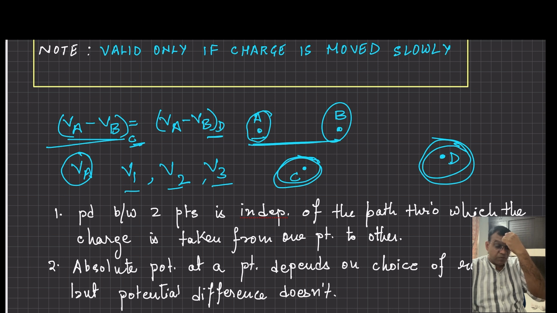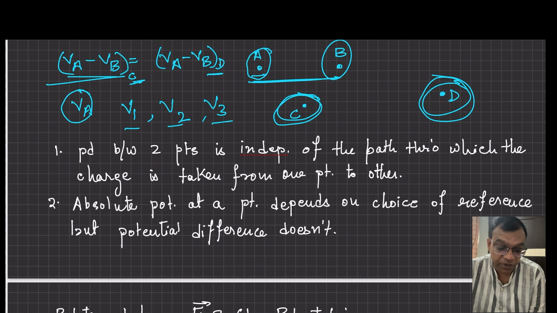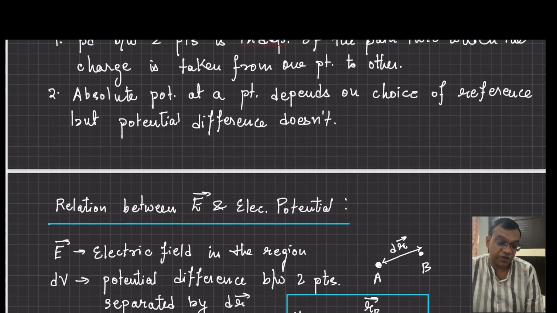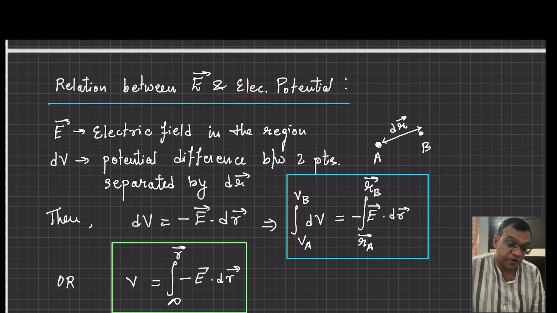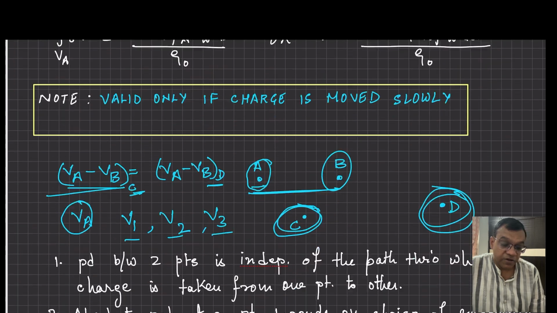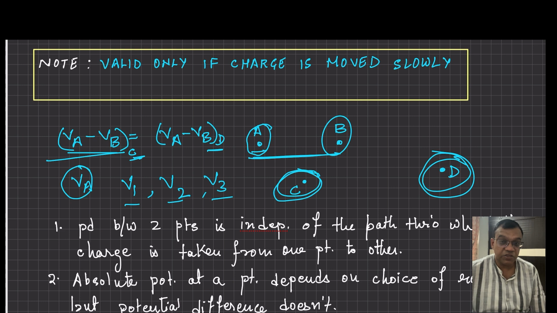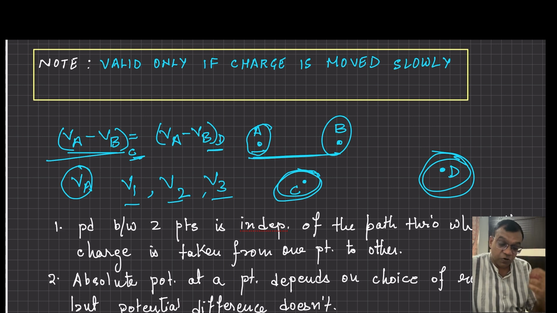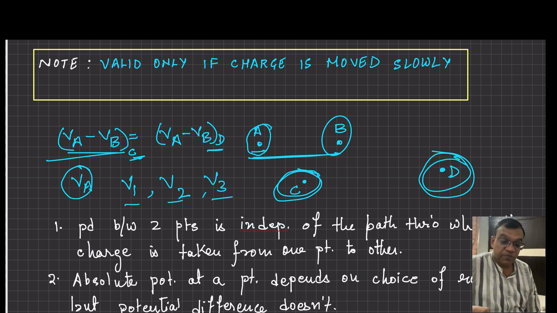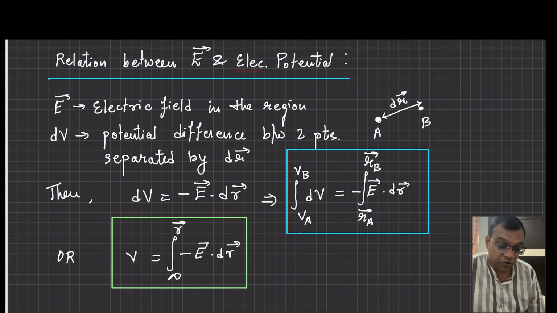It means the potential difference between 2 points is independent of the choice of reference, while potential at a point depends on the reference configuration, the choice of reference point. Right? Remember, it is a scalar physical quantity. It is not a vector physical quantity. And with the help of some examples, we are going to see that part also.